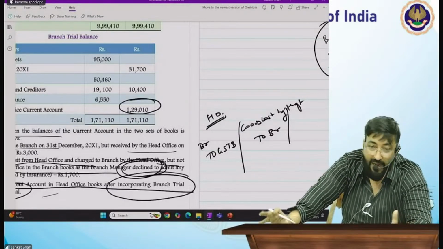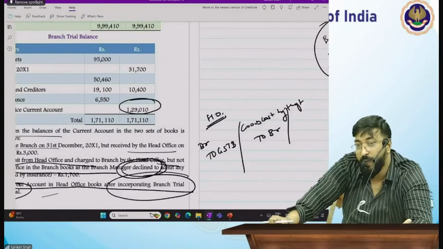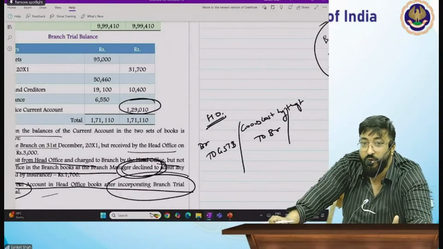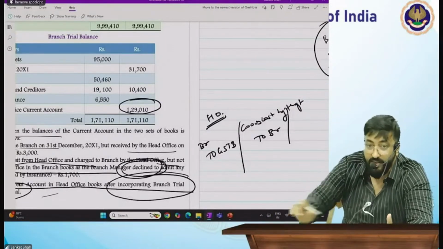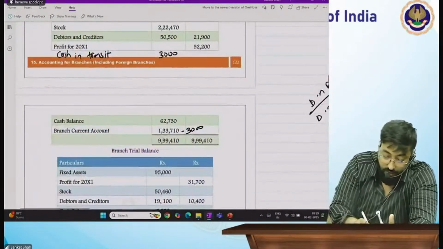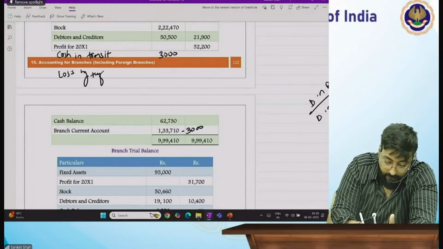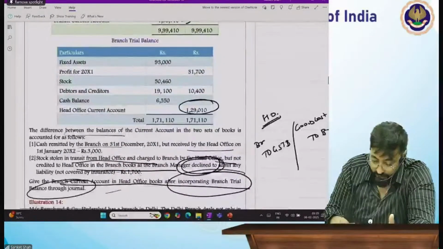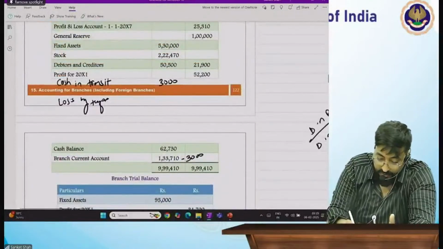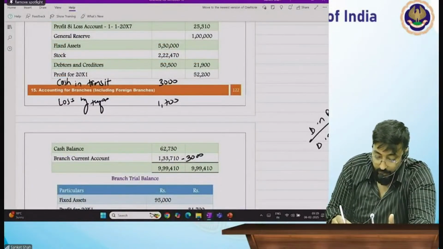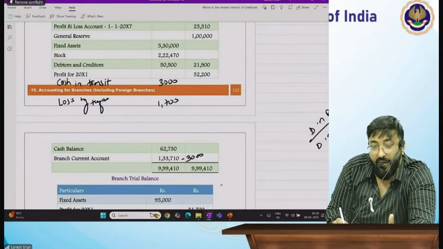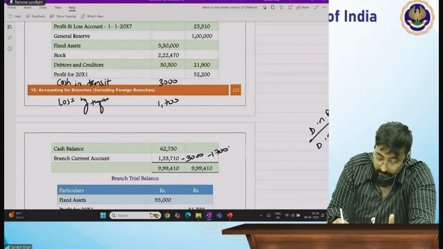So now the branch is not listening. Who will pass this entry? HO. So HO will pass the entry: goods lost in transit account debit to branch account, and cancel the branch balance. Goods lost by theft debit, how much? 1,700, to branch. So branch is minus or plus? Minus, sir.